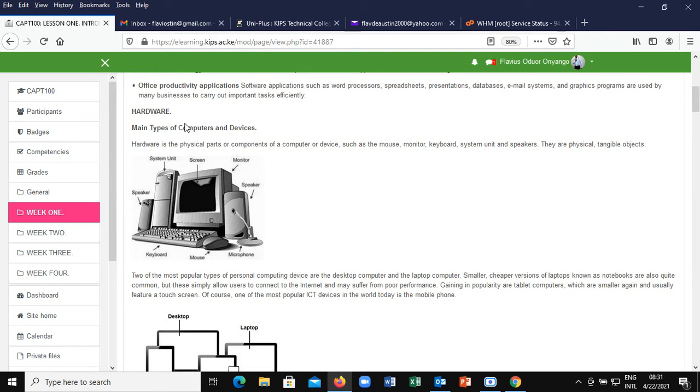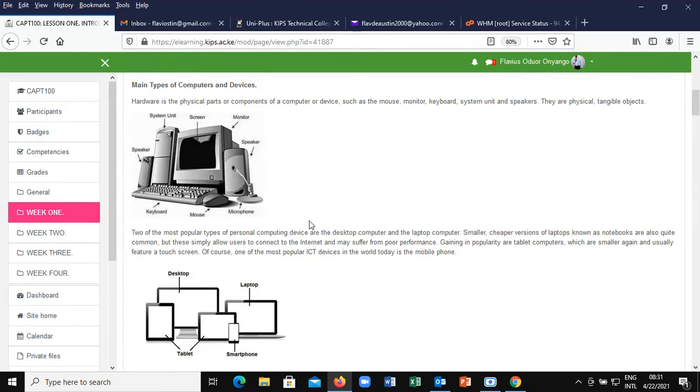For you that have seen a desktop computer, you can see that this is a whole diagram that has been labeled: keyboard, the mouse, the microphone, the speakers, the monitor, the screen, the system unit, all there for you to see. Two of the most popular types of personal computing devices are the desktop computer and the laptop computer.